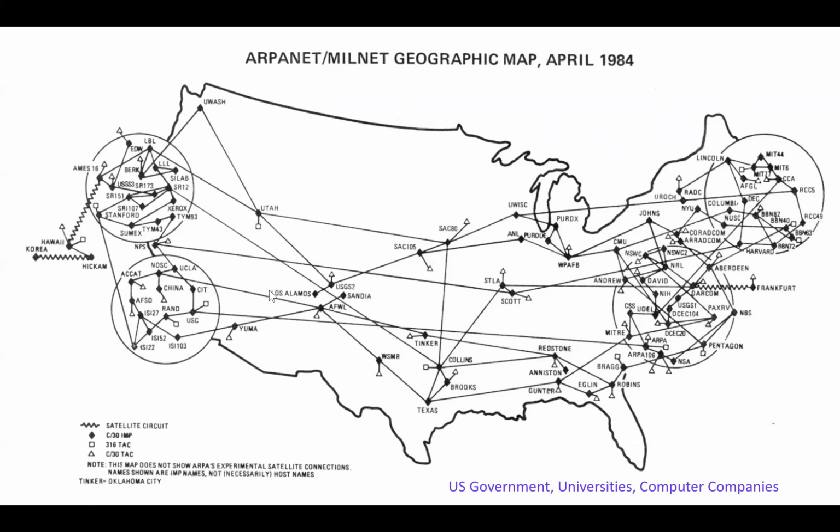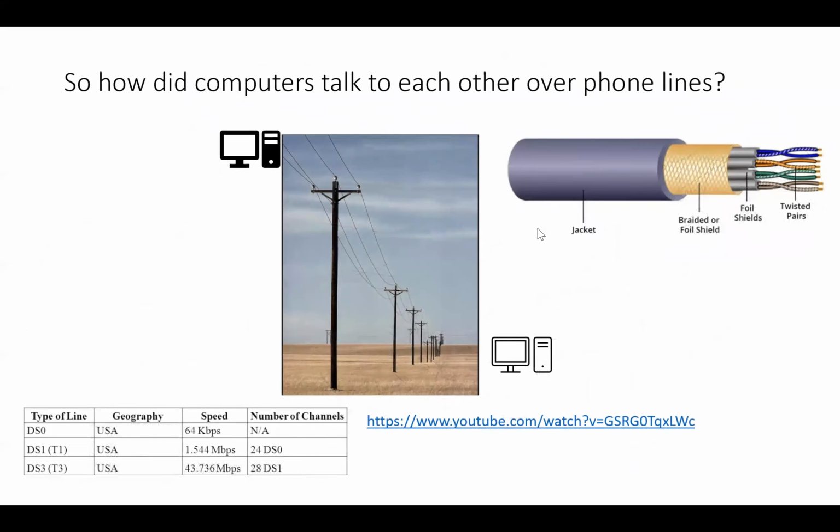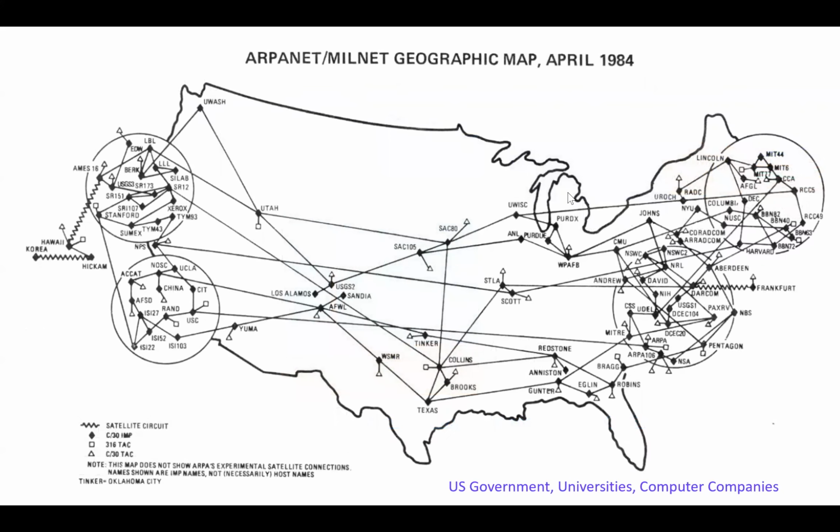So this was the first major network, and this is the map from 1984. And this is the same computer network that had the first connection in 1969, which was Stanford and UCLA. UCLA must be here somewhere. Oh, here it is, UCLA.